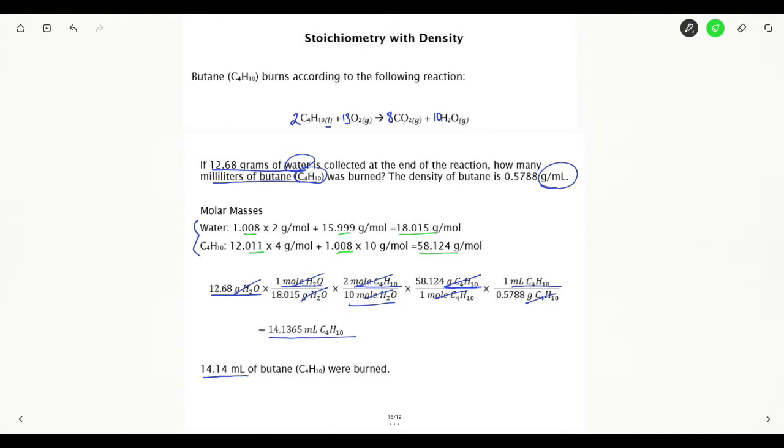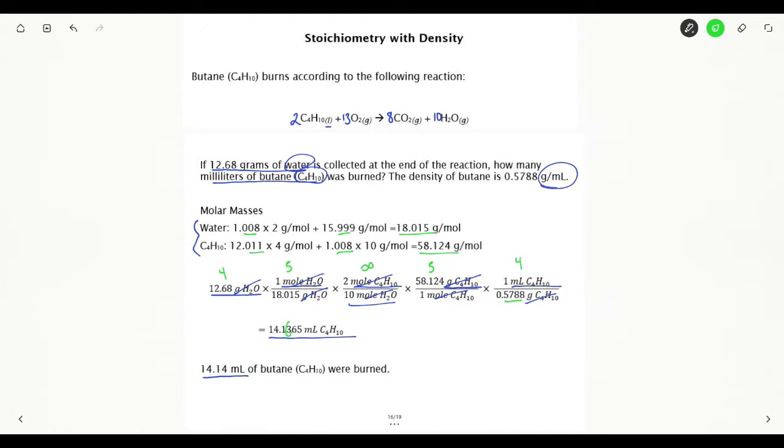I was given the 12.68, that has 4 sig figs. My molar mass of water has 5. Here's my mole ratio, exact. Here is my molar mass of butane, it also has 5. And finally, I was given the density of butane. This has 4 sig figs. Okay, so it's looking like I'm going to have 4 sig figs for my final answer.